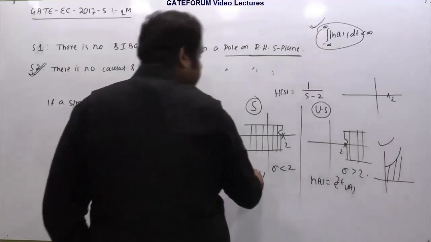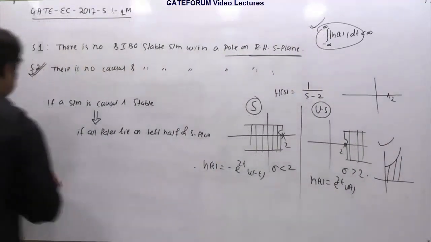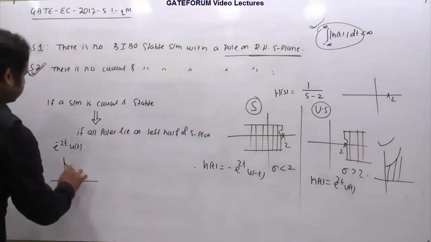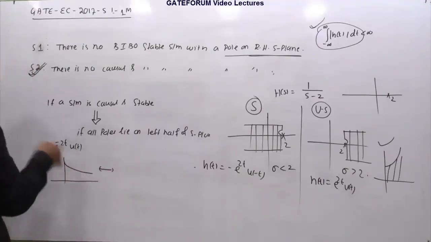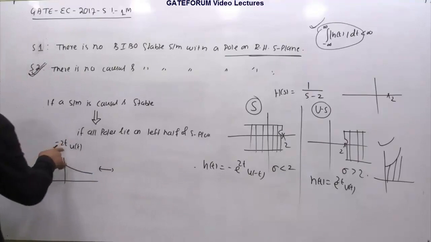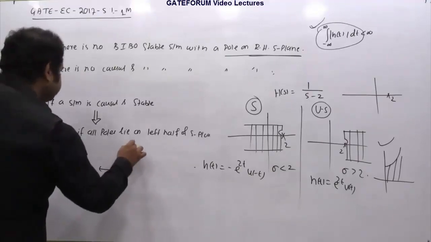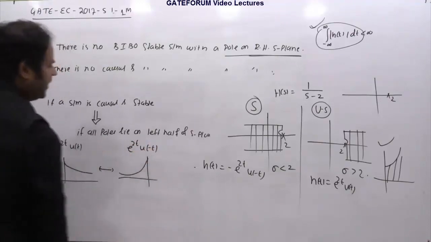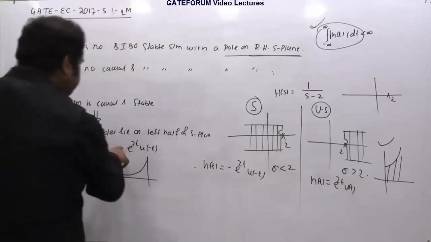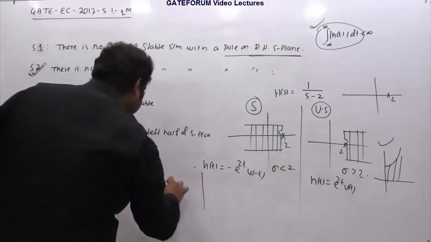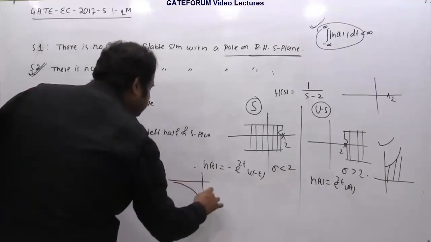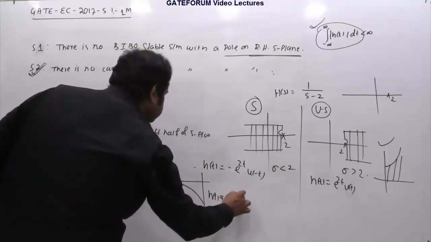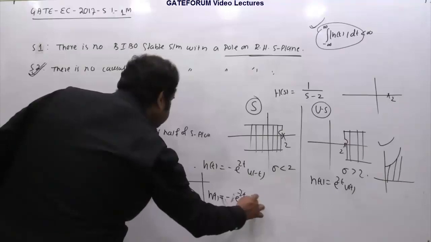But how do we plot the other one? If I ask you to plot e raised to power minus 2t u of t, how will this look? This function looks like this. Now if you do the time reversal to this, that is, replacing t by minus t, you will get e raised to power 2t into u of minus t. In that case the corresponding waveform will look something like this. But my h of t is this along with a negative sign. So if I plot this function, it will look something like this. This is the waveform of h of t, which is nothing but minus e raised to power 2t into u of minus t.